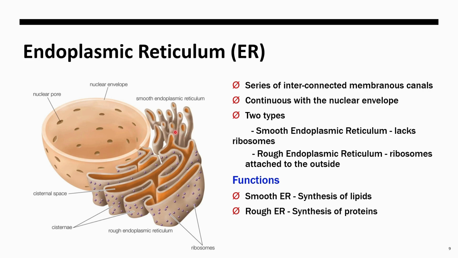It lacks ribosomes. And the other one is the rough endoplasmic reticulum. You can see outside there are ribosomes on the outside surface. So there are two different functions that are attached to this endoplasmic reticulum. The smooth endoplasmic reticulum is where lipid synthesis happens. And the rough endoplasmic reticulum, since it has ribosomes, is a place where protein synthesis happens.